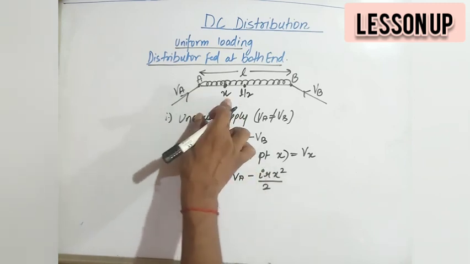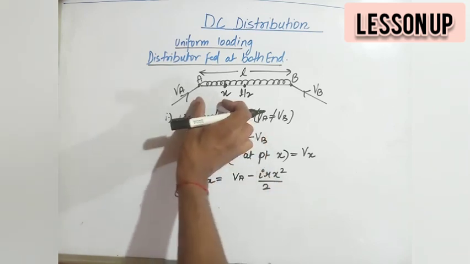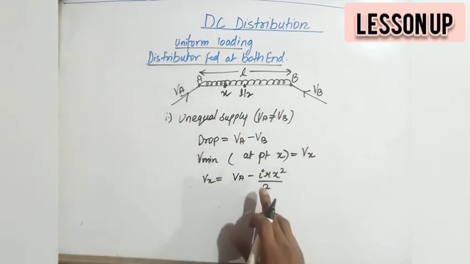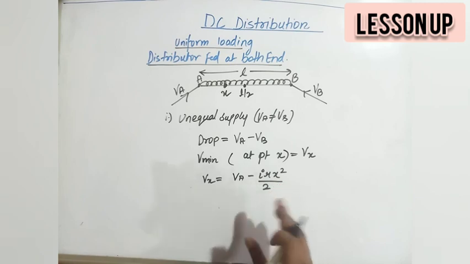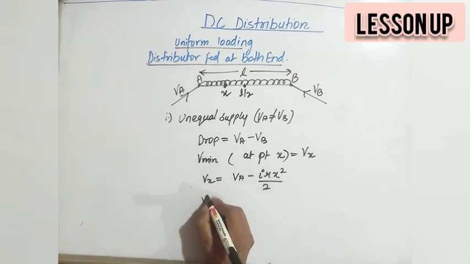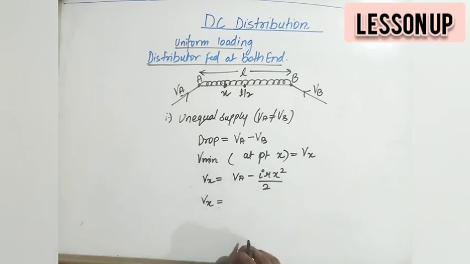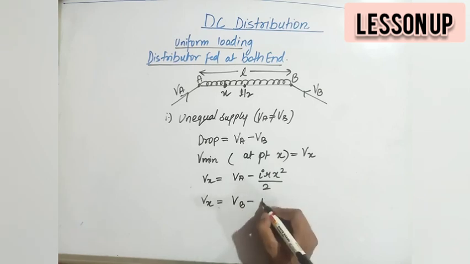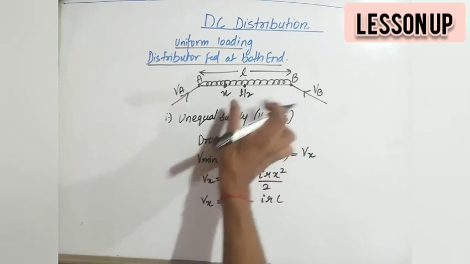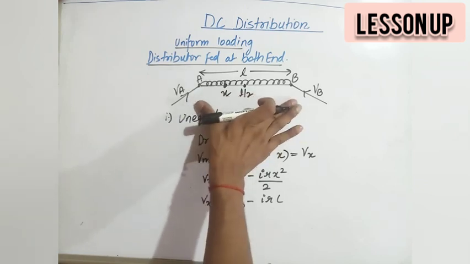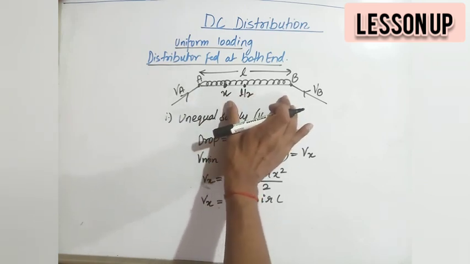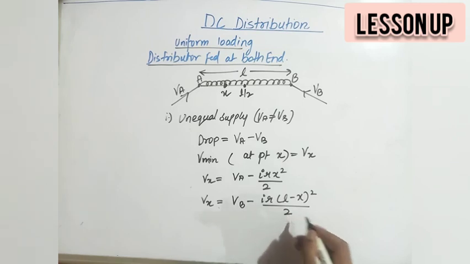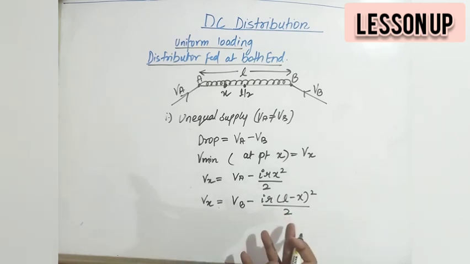Now the minimum potential Vx is equal to VA minus I into R X square divided by 2, the voltage drop between A and X. We have already calculated how to calculate the voltage drop between two points in uniform loading. So it will be I into R into distance square divided by 2. Now we can also write in another form, that is Vx is equal to, if we are taking from this point, VB minus I into R. What will be the distance? If this distance is X, total distance is L, the distance between these two is L minus X divided by 2. These two Vx should be equal.